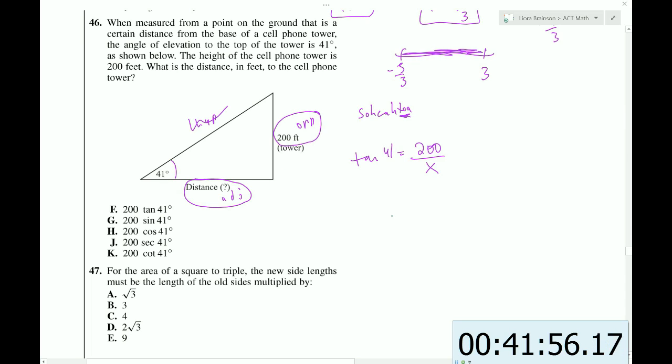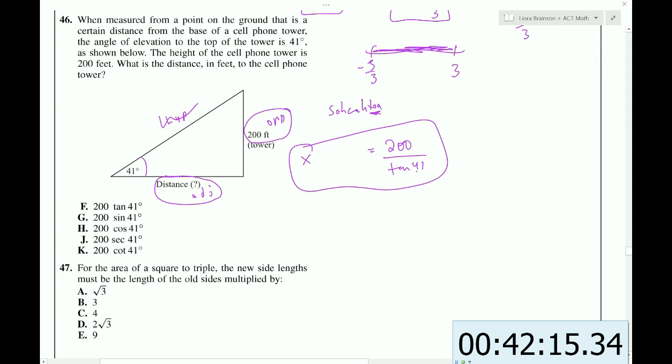We'll call it x. Now we have to solve for x, so we do that by moving the x this direction, diagonally across the equal sign. Then we move the tangent of 41 diagonally to the bottom of the other side. So effectively they switch places. And so this is not a choice.